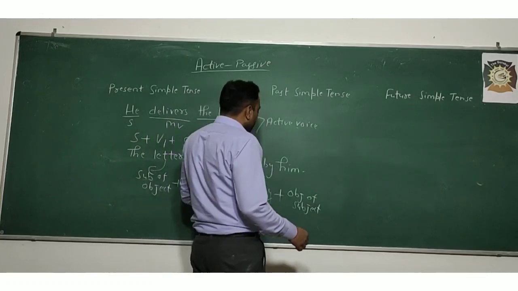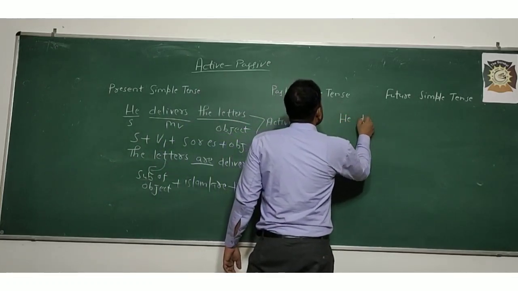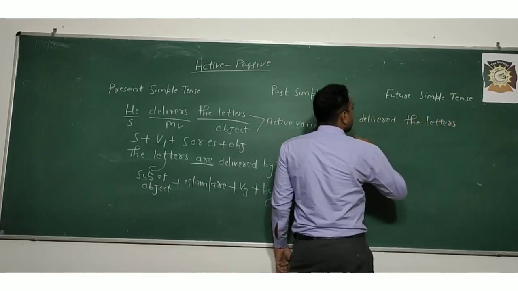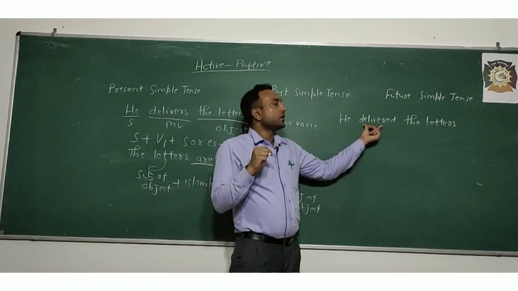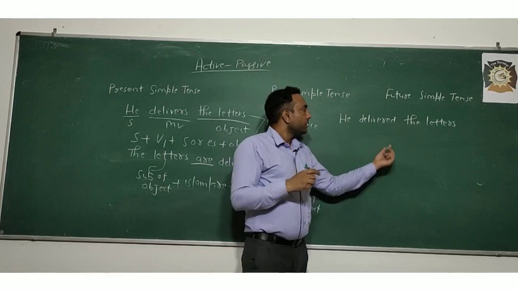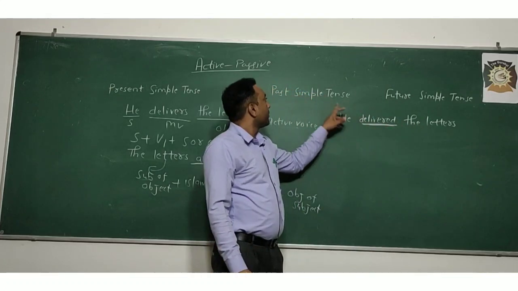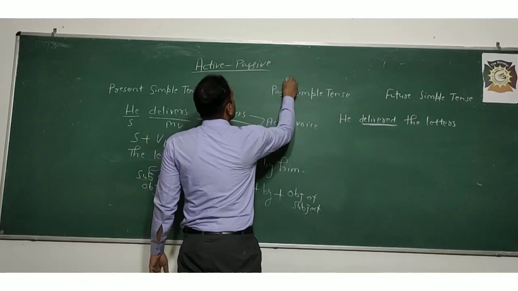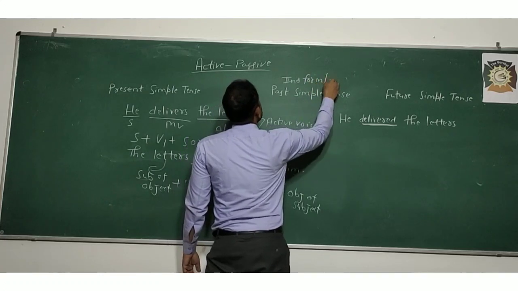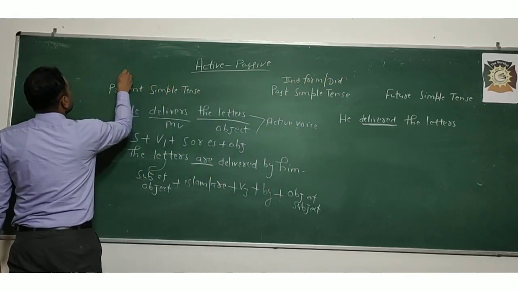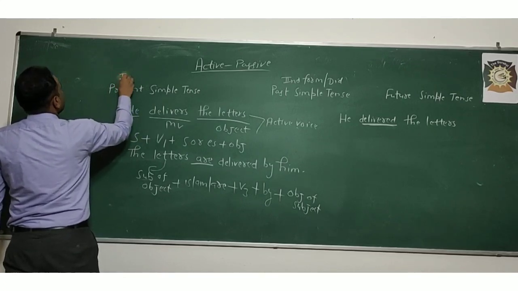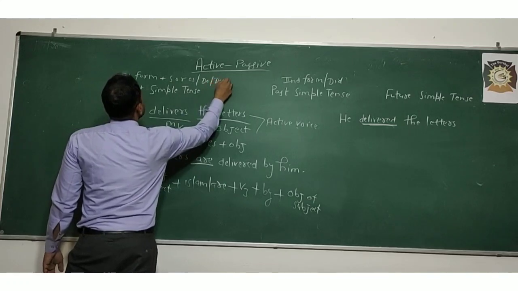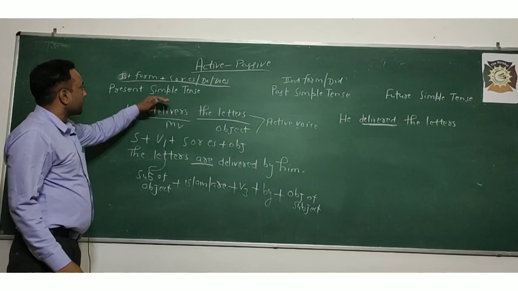But if you have to change it into past tense: He delivered the letters. Now not delivers, this is delivered. This main verb indicates that this is past simple tense. When the second form of the verb is given, it is past simple tense. I will write it here: second form, and did indicate it. In the present sentence, the first form V1 plus S or ES, or do or does, by these things we always recognize this is present simple tense.